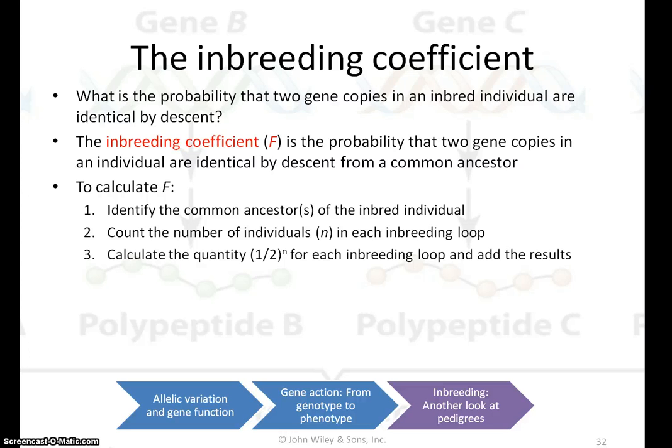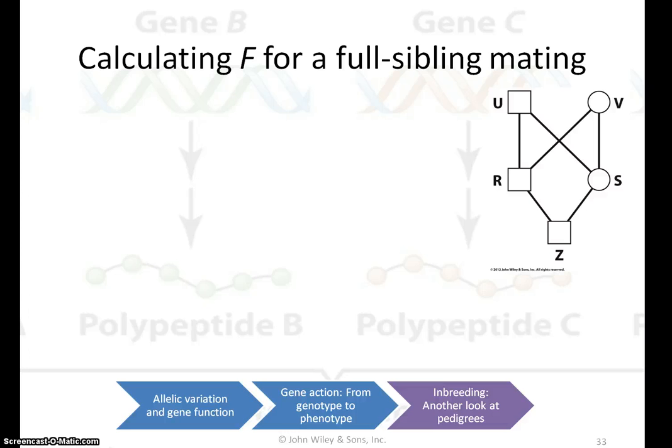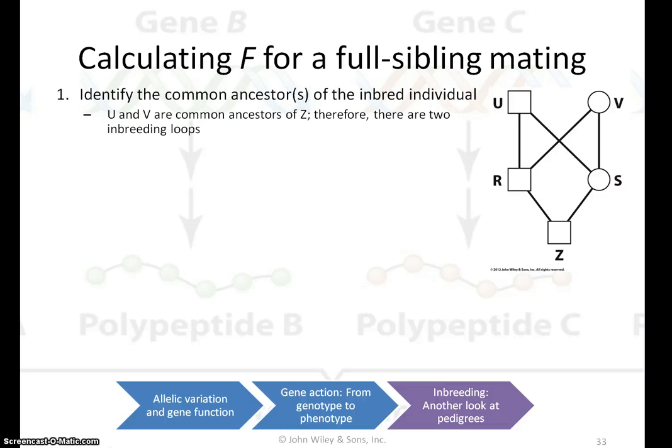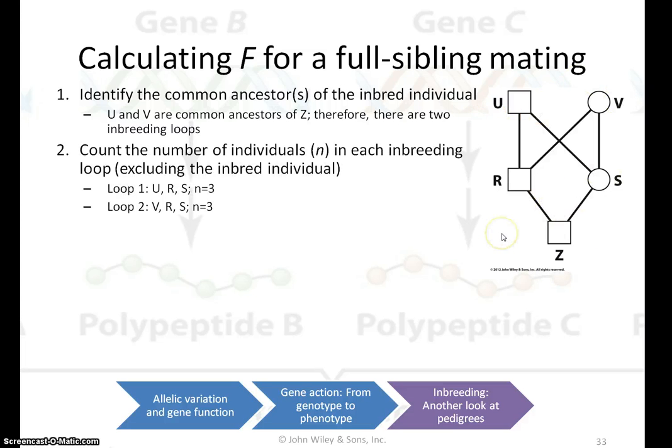You do that for each inbreeding loop, and then you add up the results for each loop. All right, so as an example, let's calculate the inbreeding coefficient for this offspring of a full sibling mating. R and S are full siblings. U and V are the common ancestors. Because there are two common ancestors of Z, there are two inbreeding loops.